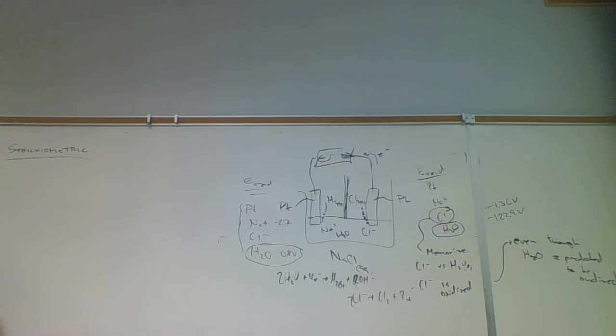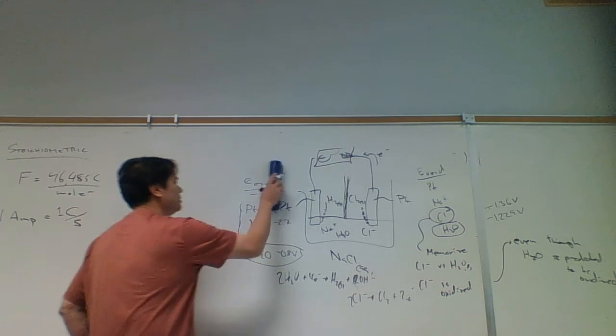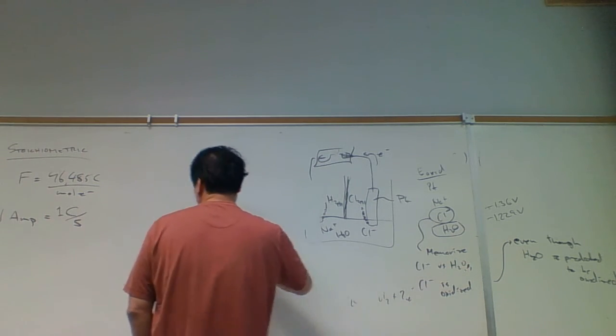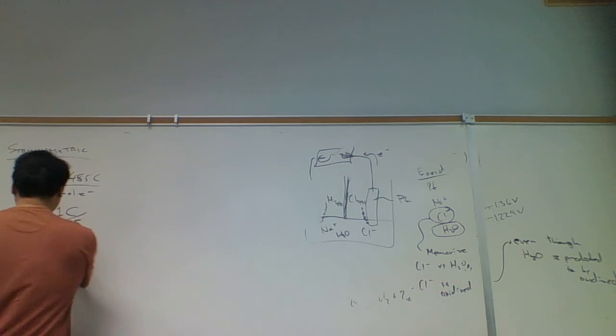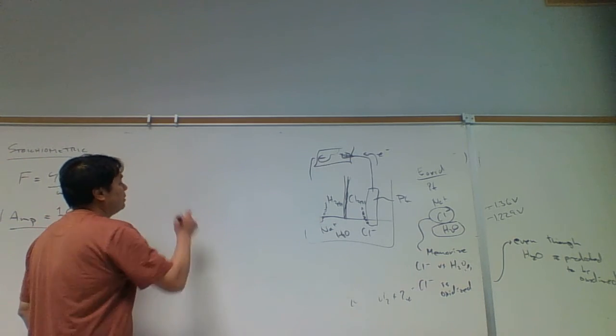And so for stoichiometry, we need to know the Faraday. The Faraday is 96,485 coulombs per mole of electrons. And then we need to know the definition of the amp. 1 amp is a coulomb per second. And so with this, we can do stoichiometry on any cell by measuring the current. The current is the amps.